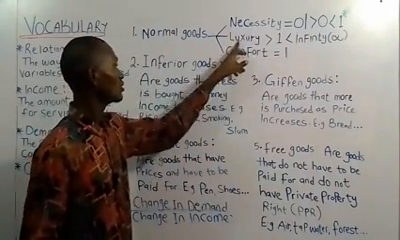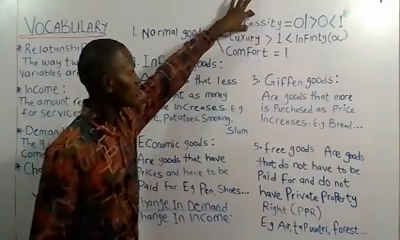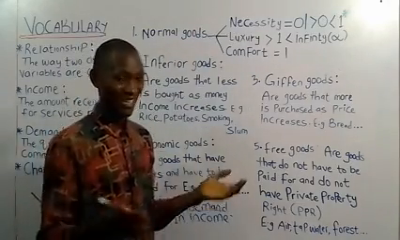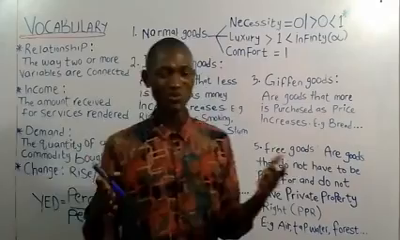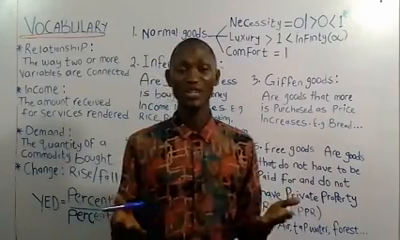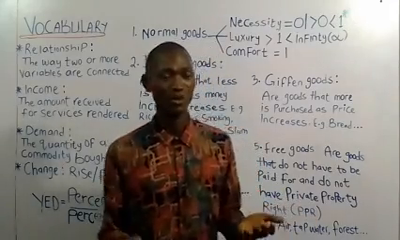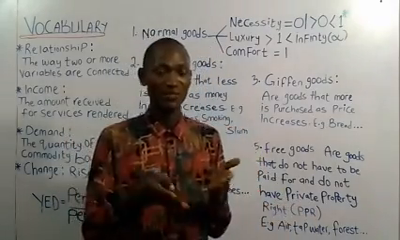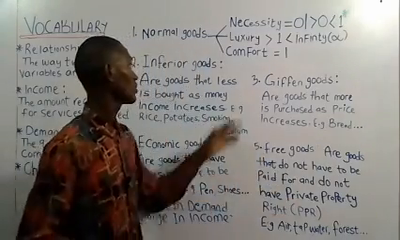Examples of necessity goods, basically like daily breads, include gas, electricity, health-oriented drugs like paracetamol, and daily breads, basically food, water, and all that.